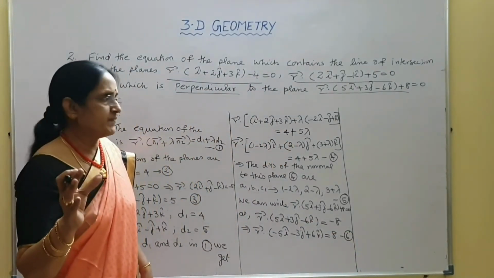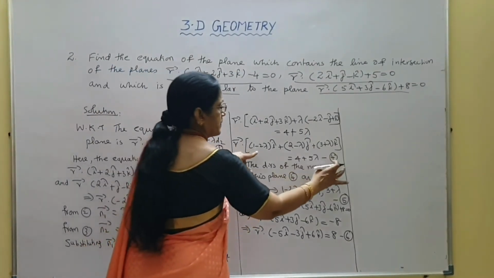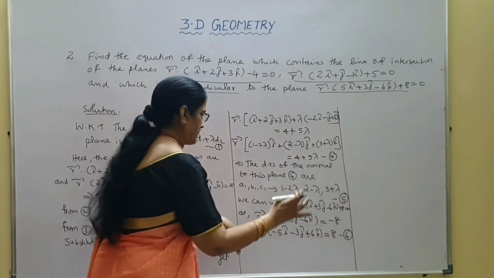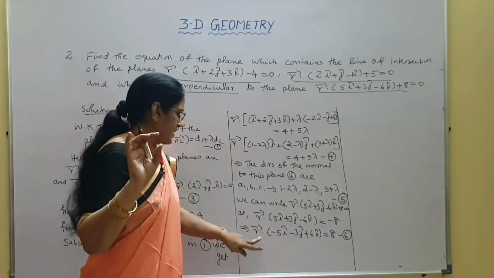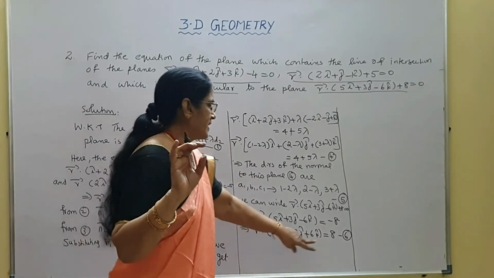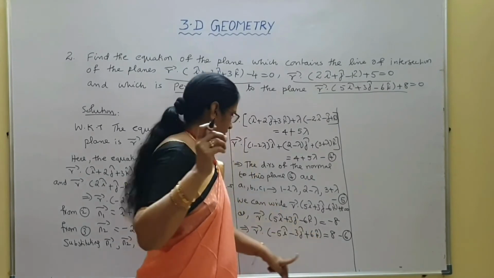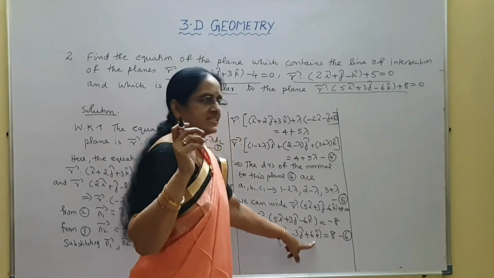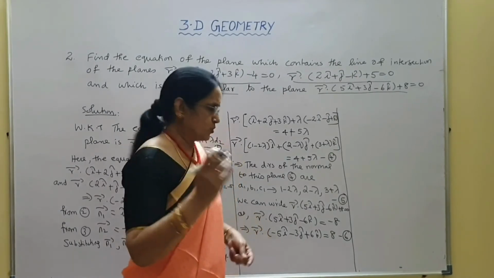What is the condition given to find out the value of lambda? As I told you, this equation 4 is perpendicular to the equation of the plane 6. This is of the form r vector dot n vector equal to d. So the DRs of the normal to the plane are minus 5, minus 3, 6. Normally we take it as A2, B2, C2.